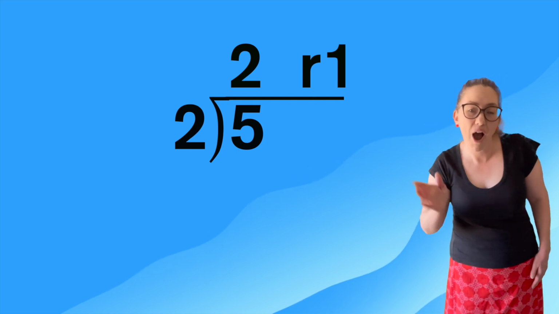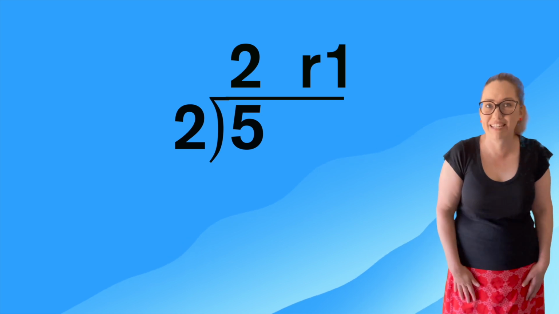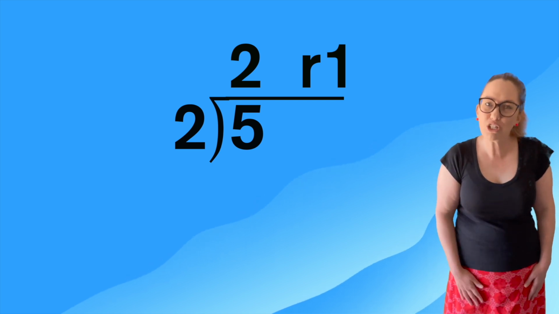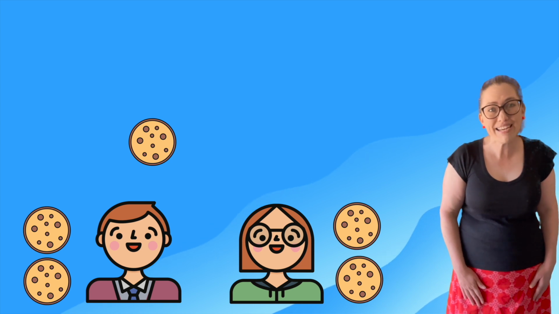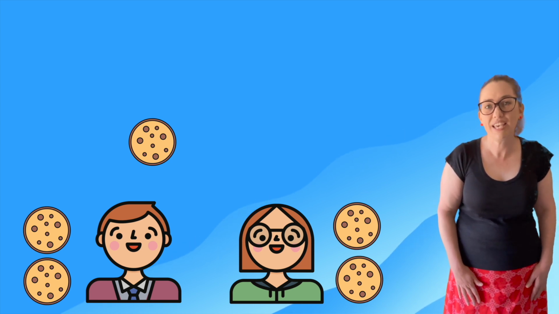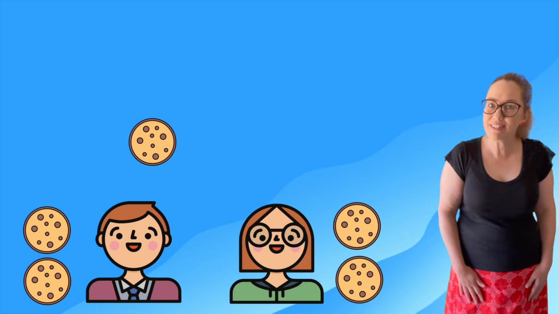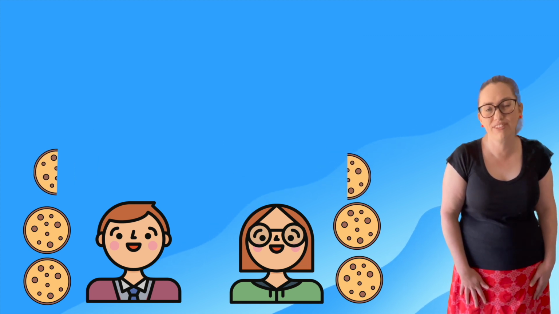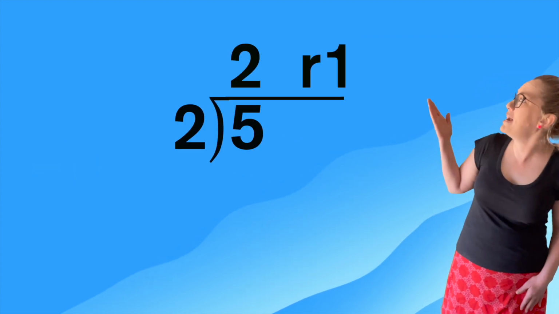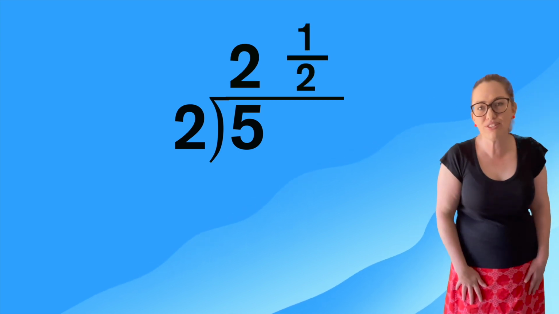But remember, I'm going to show you how to use fractions instead of remainders. Because we're sharing between 2 people, I'm going to divide the remaining biscuit into 2. Now, each person gets another half. That means 5 divided by 2 equals 2 1/2. So instead of remainder 1 in our answer, we're going to change that to a half, so our answer shows 2 1/2.